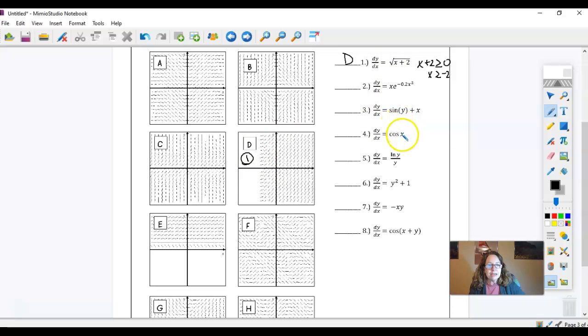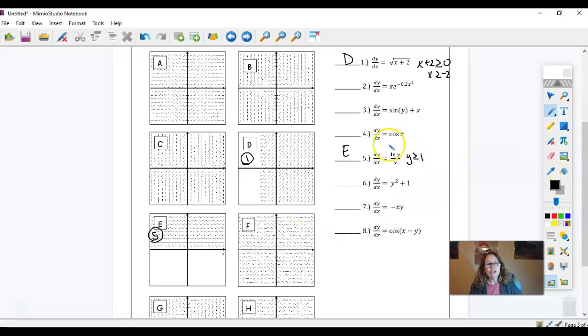Okay, any other limitations? Oh, natural log. Remember, you can't do the natural log of anything less than 1. And so y is required to be greater than or equal to 1 whenever you do natural log. And so this looks like we have this example E. So number 5 is going to be example E. So we've got 2 of them taken care of.